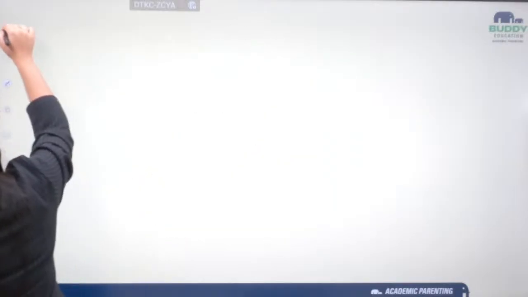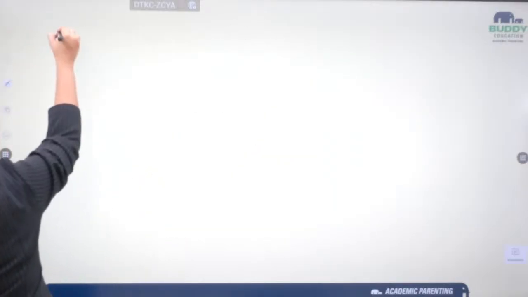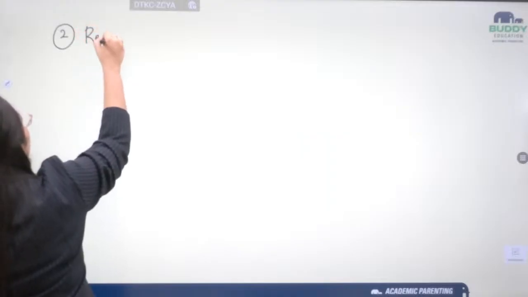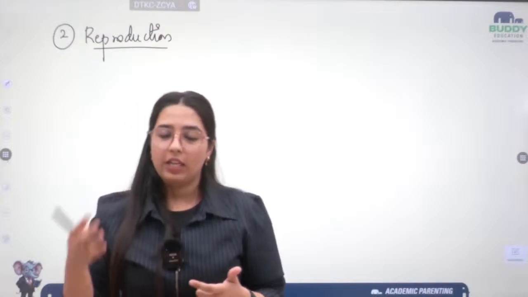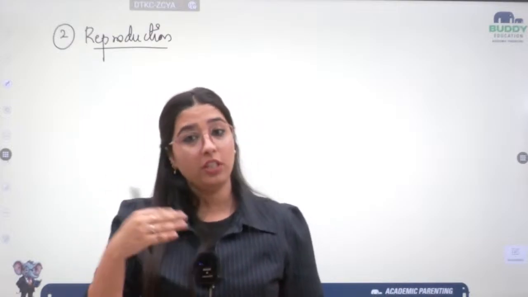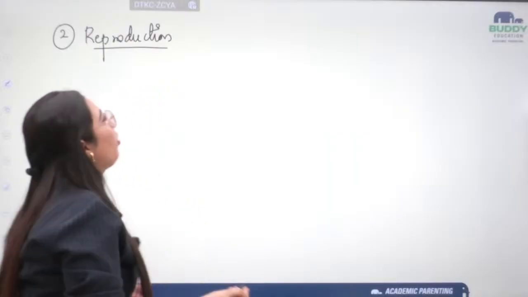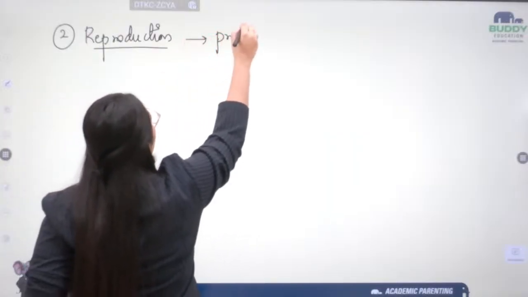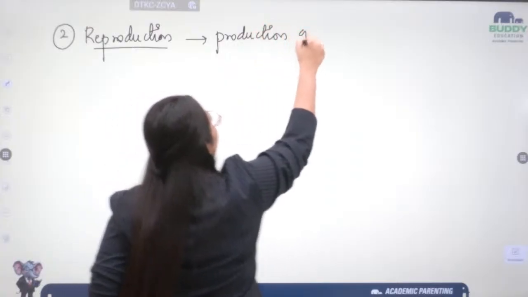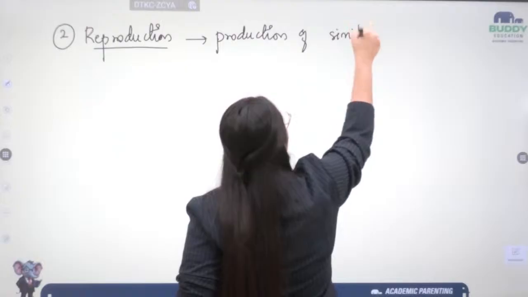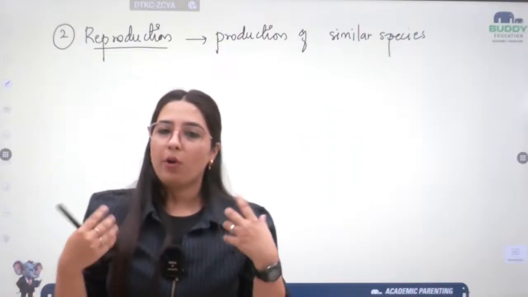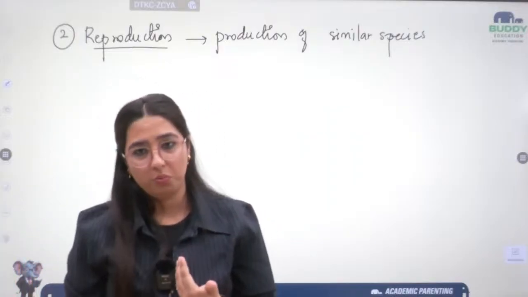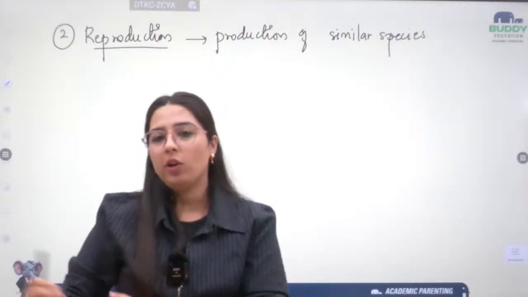Okay, now moving forward to the second one, we have written reproduction. So basically reproduction is something which is producing its own copies, like humans producing humans, cats producing cats, dogs producing dogs. So reproduction is basically a process of producing its own self, or I would say production of similar species. Like humans are producing humans, cats producing cats, as I've already said. So reproduction can be of two types.